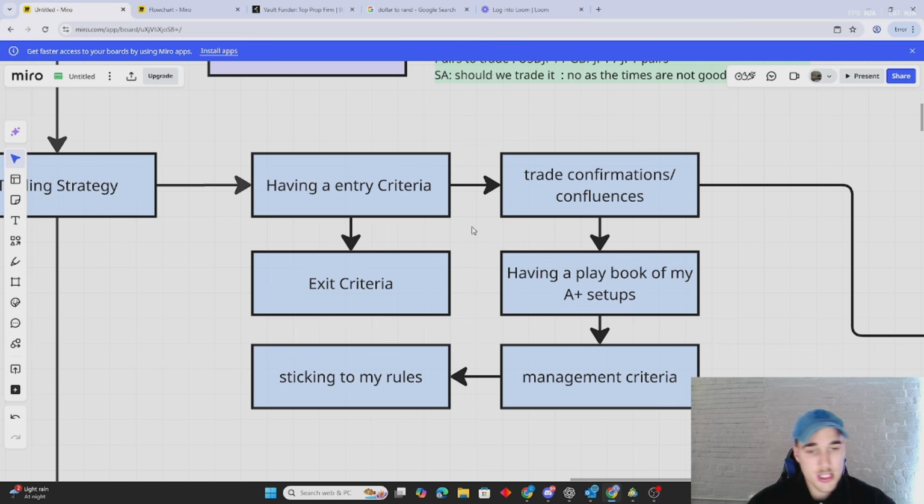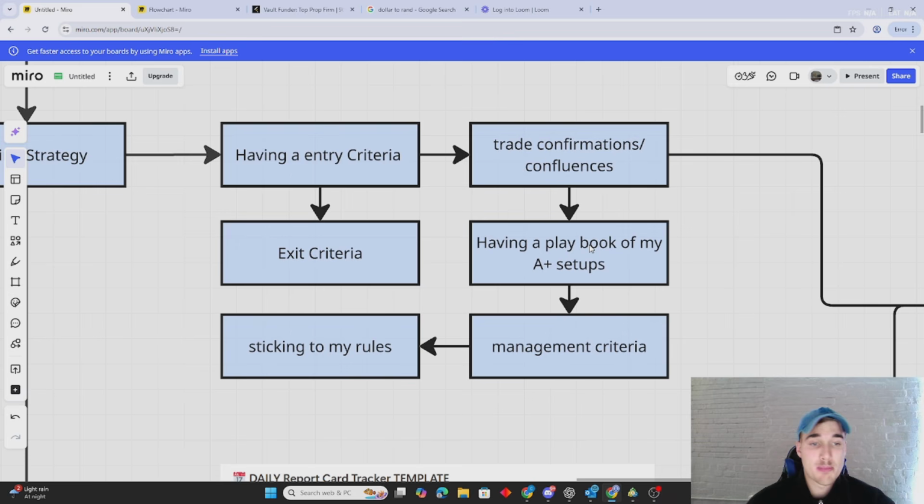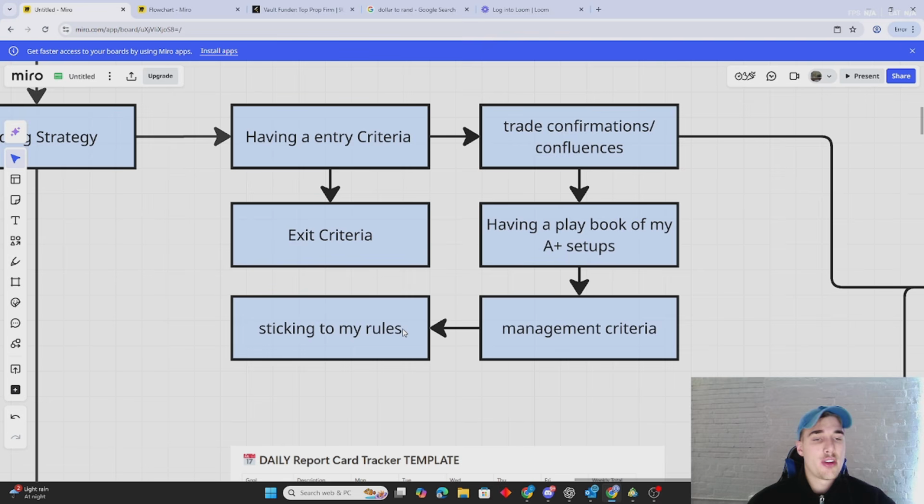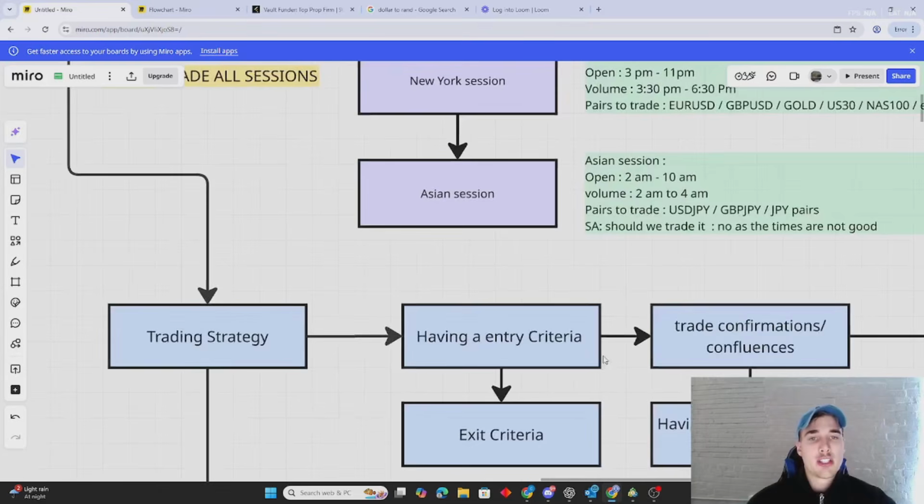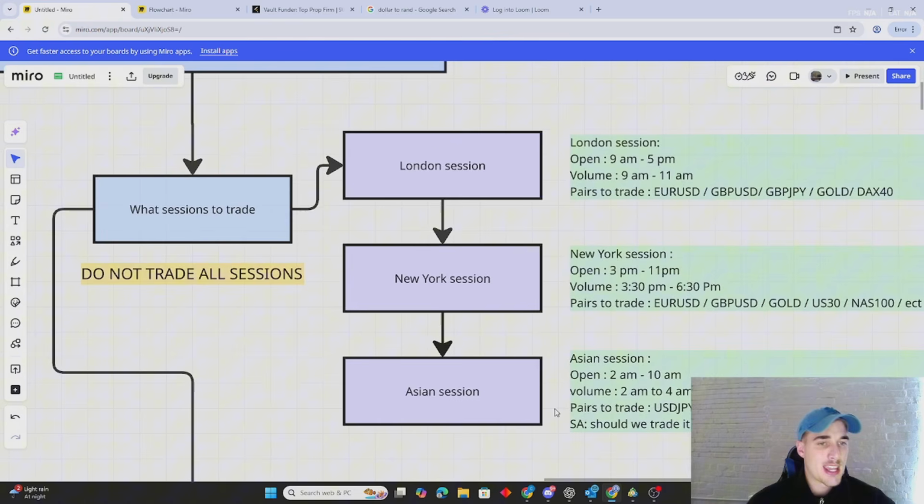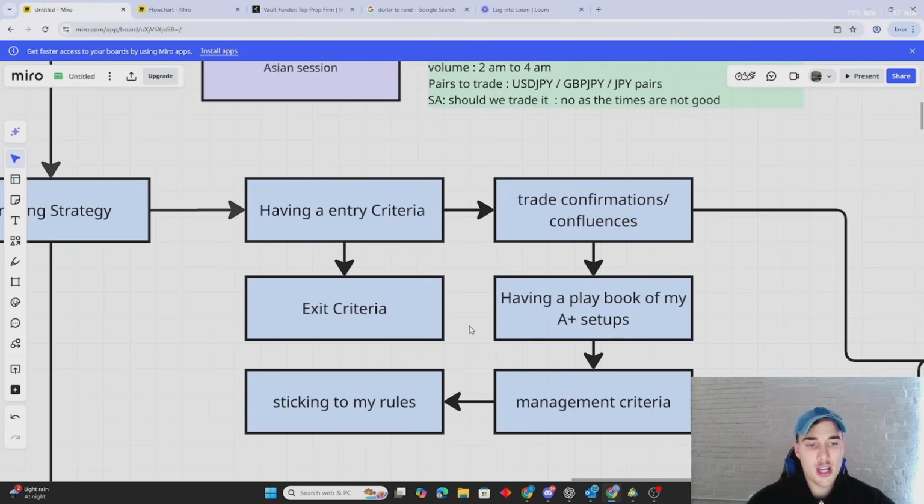Then we have exit criteria, having a playbook of my A plus setups. This is basically all the trades that you've taken that are literally following your strategy to the T, having a screenshot of them in a little book of yours, whether it's an Excel or your journal, and reading that on a day-to-day basis before you even jump on the charts. And then again, obviously sticking to your rules: one trade a day, not more than that. Sticking to one time session, not more than that. Because if you're trading two time sessions, that obviously means you are taking two trades. Again, I'm not saying that if you don't take a position in London and something sets up in New York, that is not fine too.